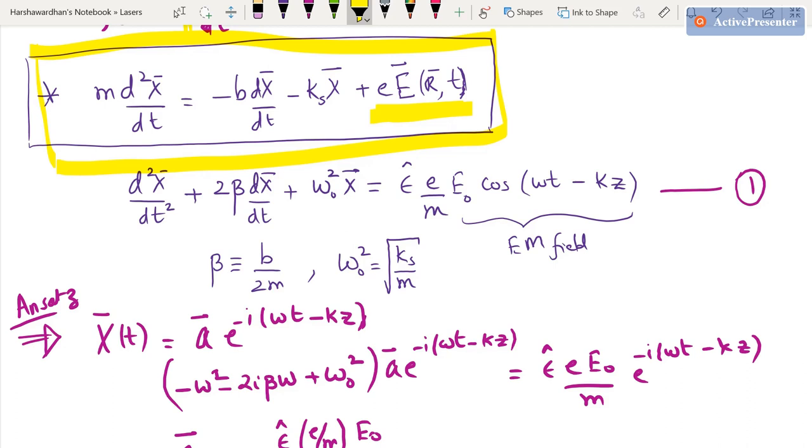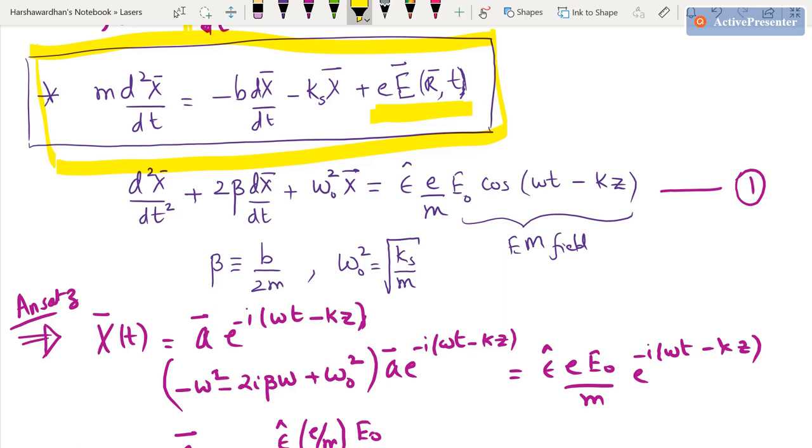So this x denotes that induced dipole moment, which is along the direction of the input polarization of the electromagnetic field. Right, so we have epsilon times eE by m, E naught. E naught is the amplitude of the electromagnetic wave, and cosine of omega t minus kz gives me the harmonic space-time dependence of the electromagnetic plane wave that we are looking at.